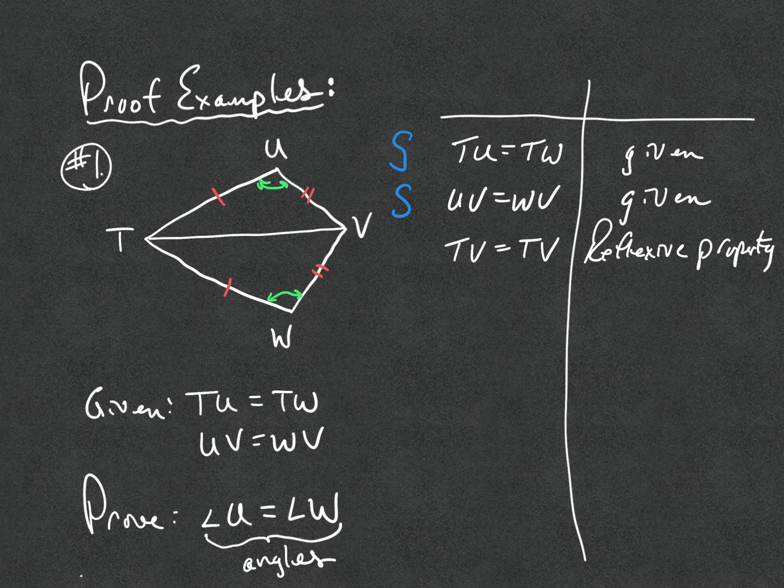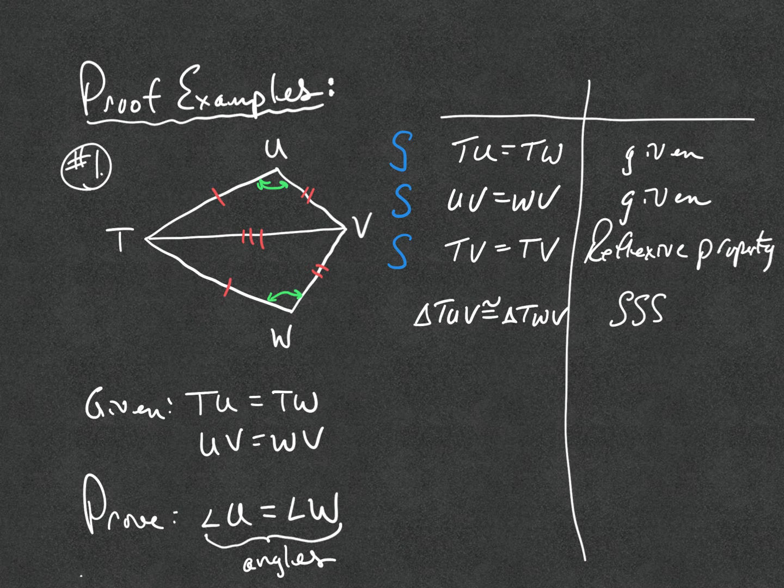And so in terms of the picture, what that tells me is TV in the top equals TV in the bottom. So I'm going to put 3 tick marks there. And what that gives me is a third side for each triangle. Is that one of our shortcuts? Yes. Therefore, we can say that the two triangles, the upper TUV, would be congruent to the lower triangle TWV. And the reason the two triangles are congruent is 3 sides. 3 sides of one triangle equal 3 sides of another, right?